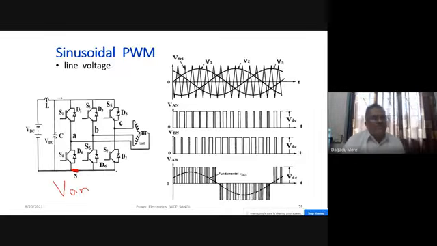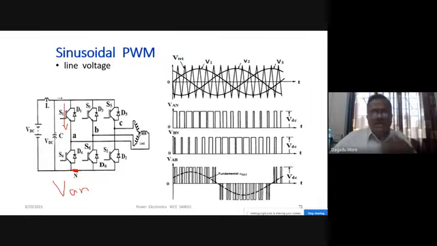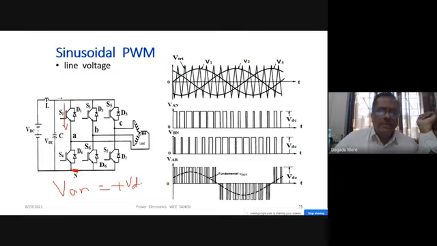What should be the magnitude of VAN? Anybody? When S1 is on, what should be the magnitude of VAN? Suppose S1 is on. What is the magnitude of VAN? S1 is on, so A point will be connected to plus VDC. As S1 is on, A point is connected to plus VDC. So VAN will be equal to plus VDC, particularly when S1 is on.